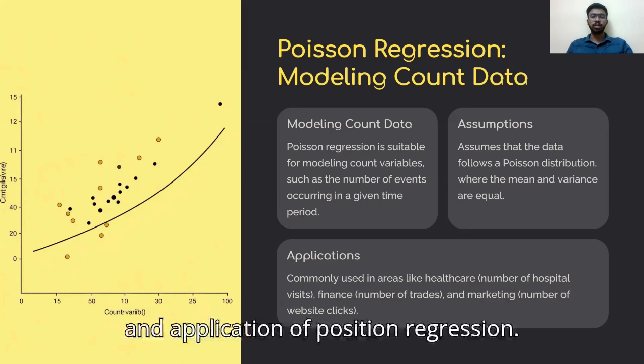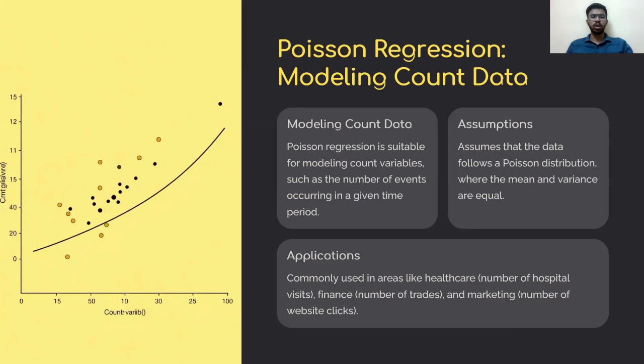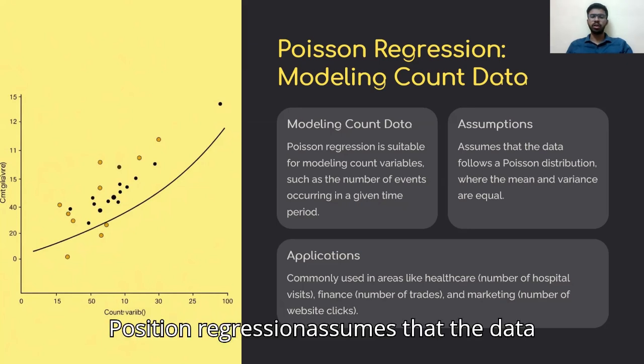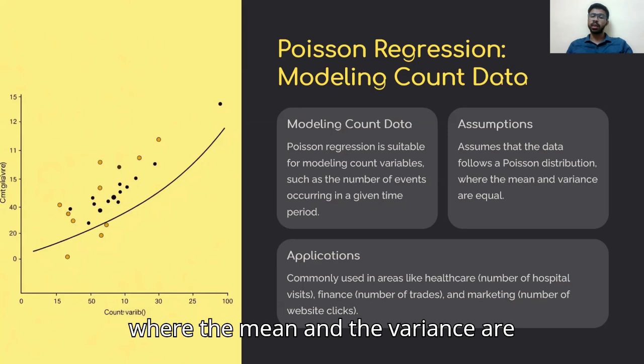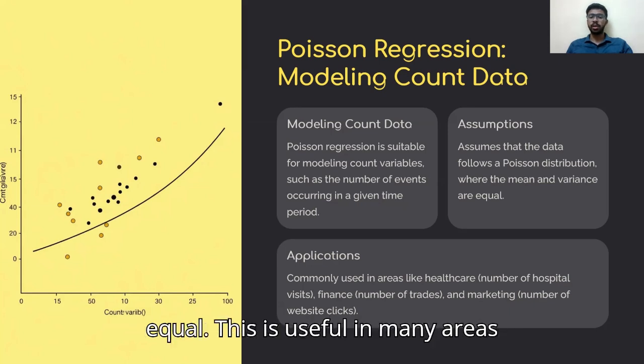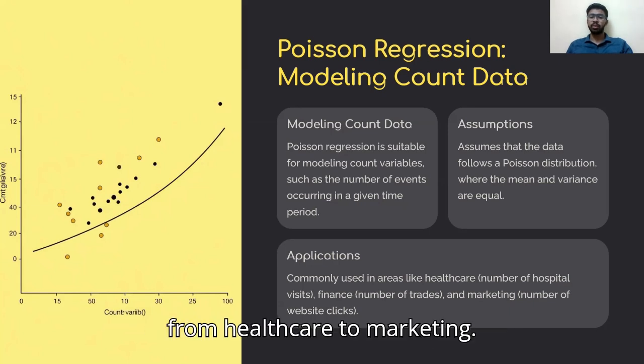Assumptions and applications of Poisson regression. Poisson regression assumes that the data follows a Poisson distribution where the mean and the variance are equal. This is useful in many areas, from healthcare to marketing.